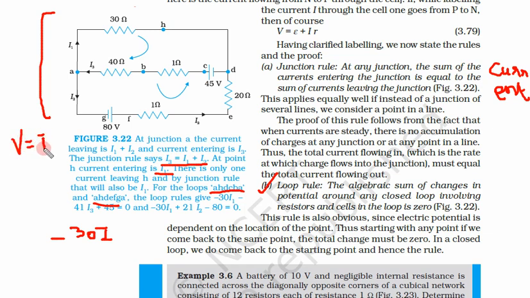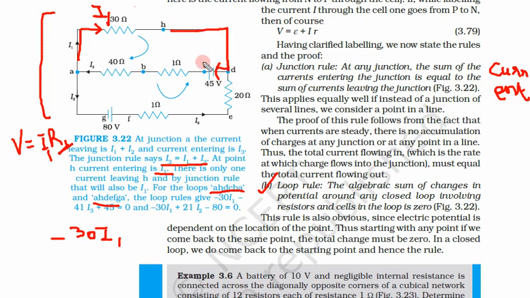V is equal to IR. So the current is I1 and the resistance is 30 ohm. So what we write, leaving this, is minus 30 I. Again it goes like this, and then what will happen after that? Plus 1 into I3. So what do we do? See here, what is the current? I1. So minus 30 I1, again we leave it here.